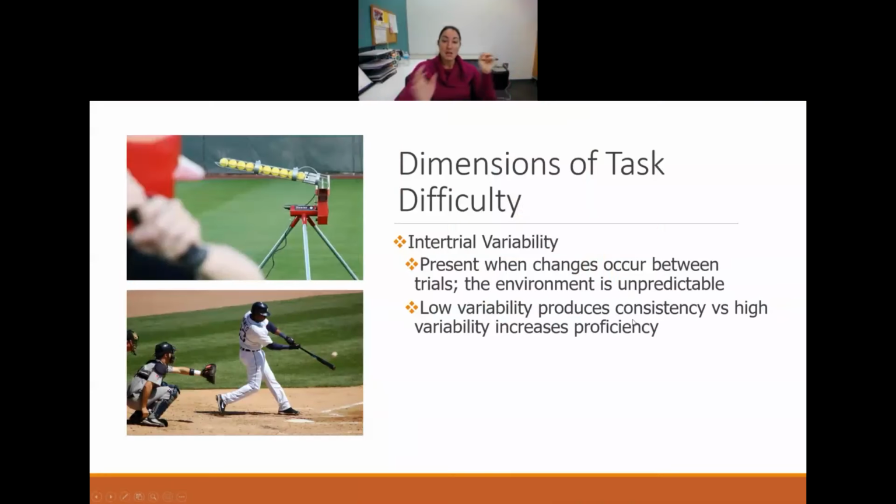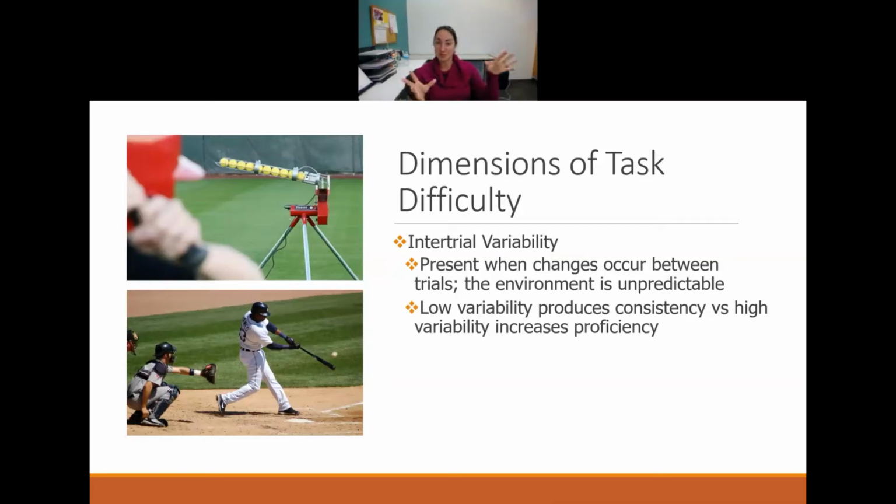Intertrial variability. So present when changes occur between trials, environment is unpredictable. Low variability produces consistency. So like going to, what is that called now, where you hit baseballs over and over. Can't remember the name for it, but going there and a machine is throwing a baseball at you, same speed, same place every time, and you're just hitting over and over, no variability. Versus a real baseball game where the pitcher is throwing different types of balls towards you, like curveball. I don't know what other types there are. What different types of pitches is what I mean.